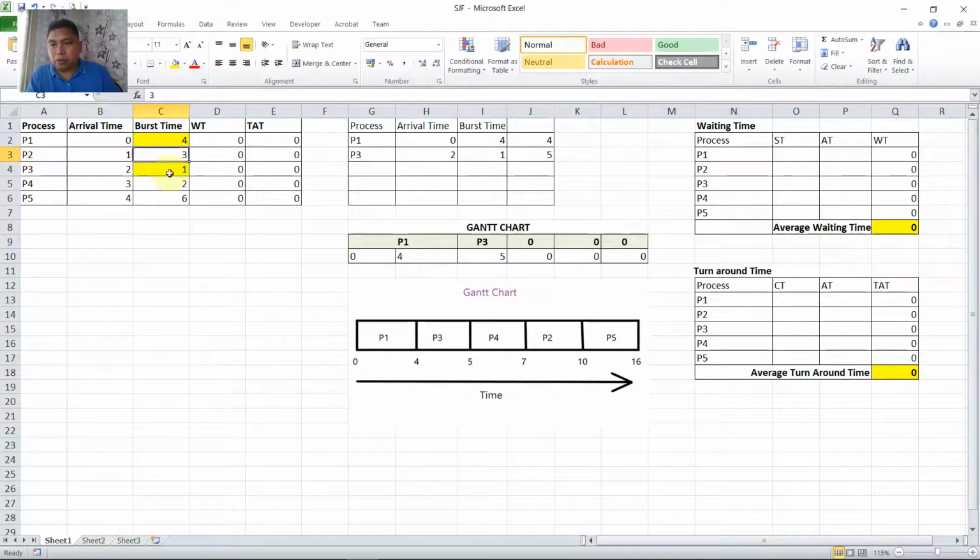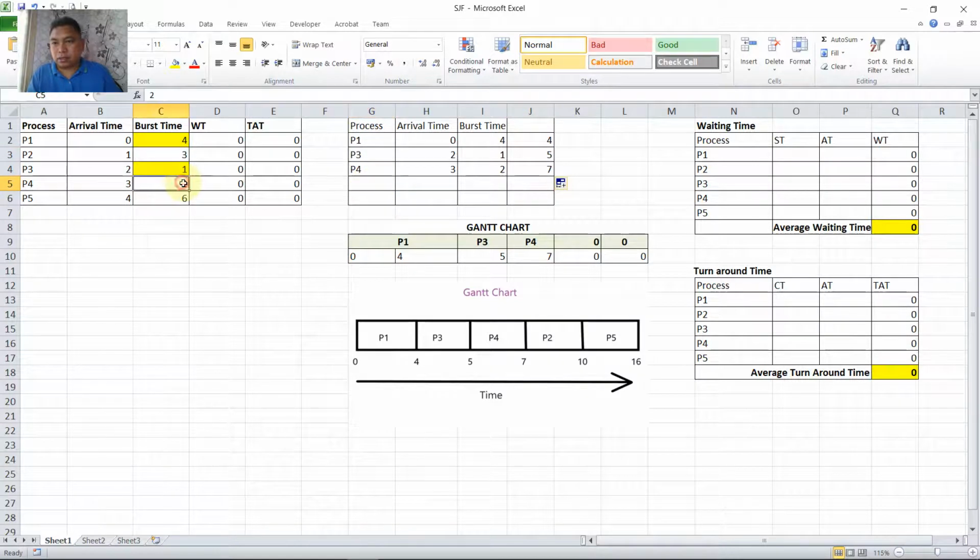We'll compare P2, P4, and P5. What should be the lowest burst time? The lowest burst time is P2. Oh no, P4, with an arrival time of 3 and a burst time of 2. How do we come up with this one? The completion time of P4 should be 5 plus 2, 7.